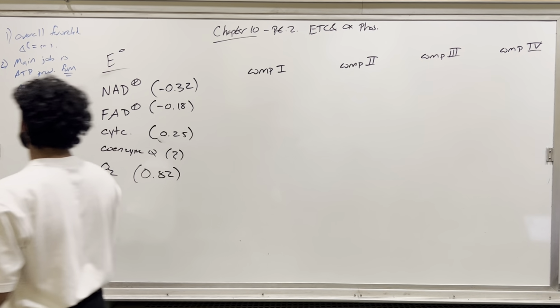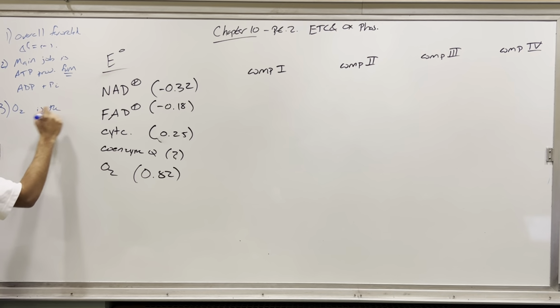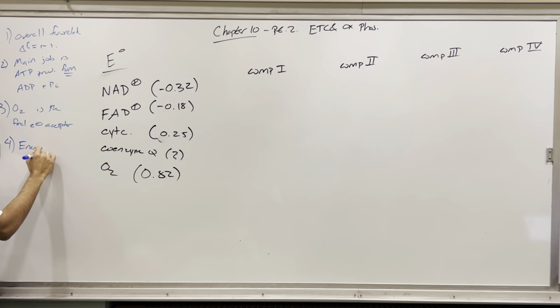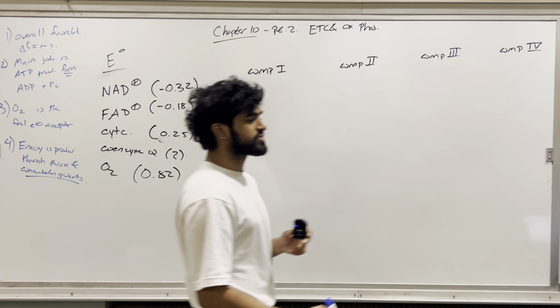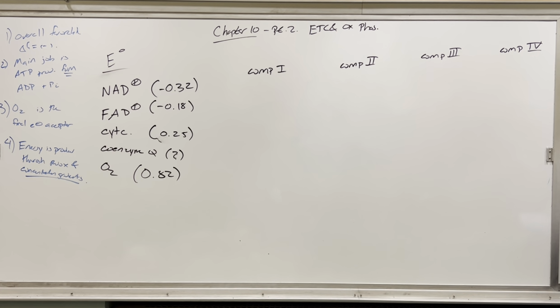Third rule. Oxygen is the final what? Electron acceptor. And four, energy is produced through redox and concentration gradients. Energy is produced through redox and concentration gradients. What do I mean by concentration gradients? Protons. Right. But what do I mean by concentration gradients in general? How do they produce energy? Right. So copy those down, and we'll talk about it in a second.